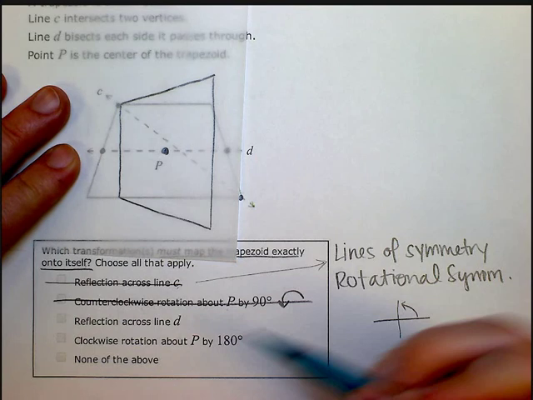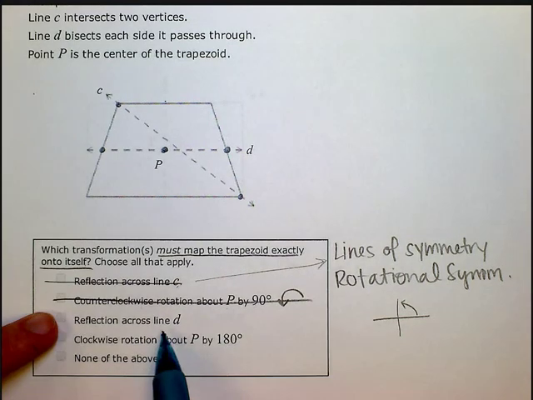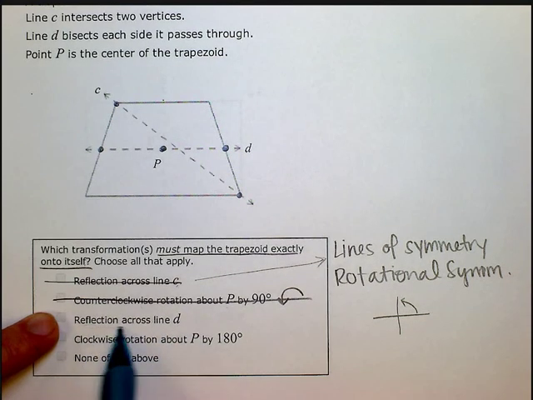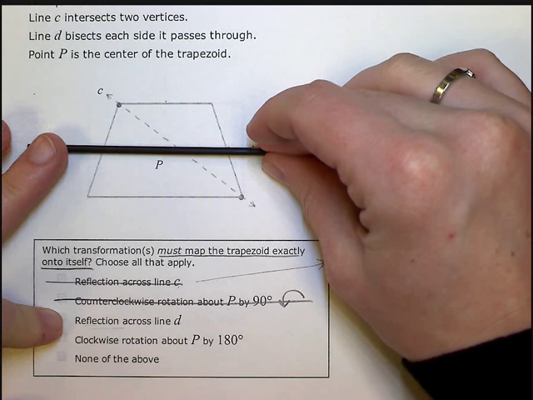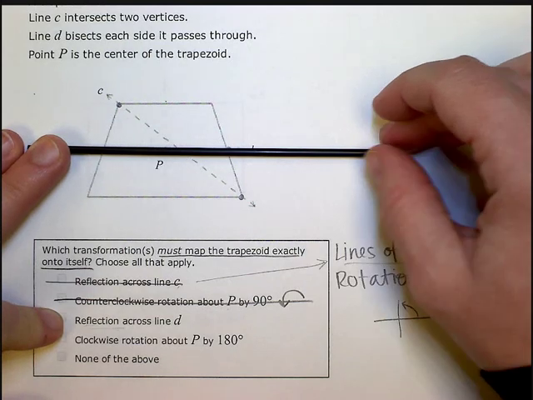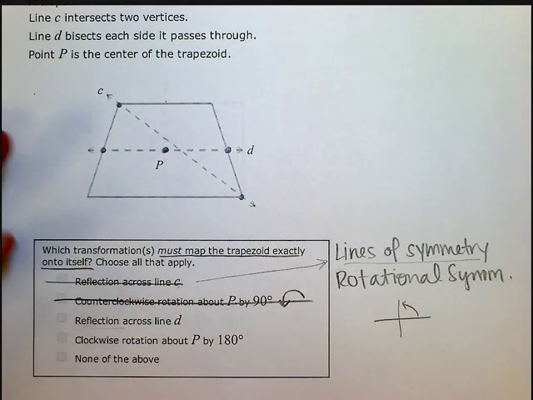Okay? The next one says a reflection across line D. So again, reflections are talking about lines of symmetry. So we're going to think about folding it on D and seeing if both halves would match. So if I folded it right there, my halves would not perfectly match. So this one's also out. Okay?